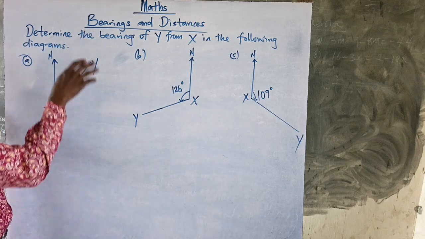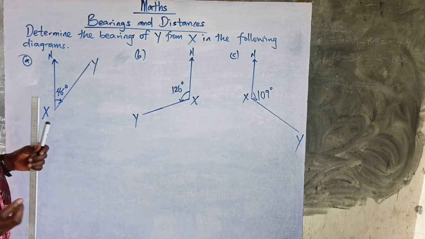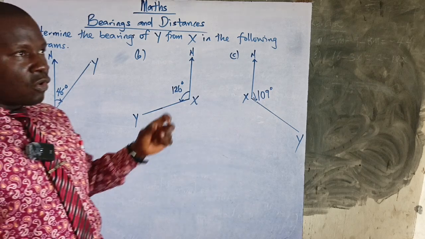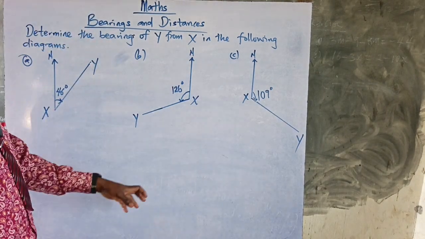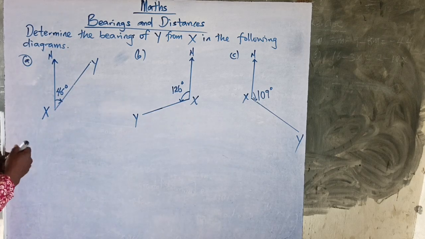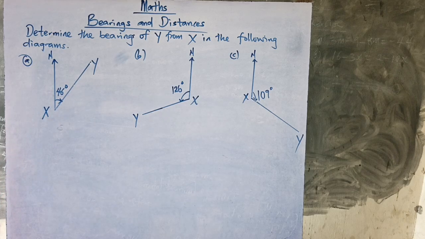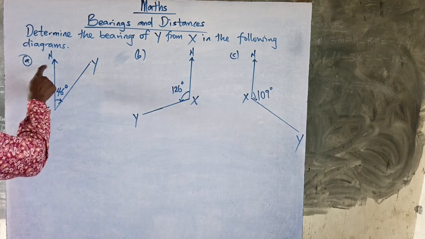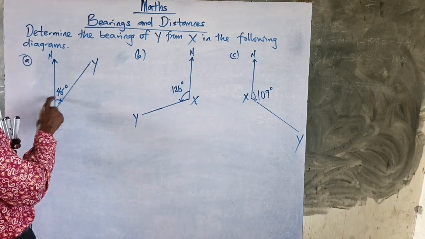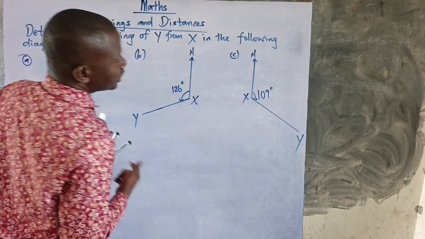Also, in that video I explained the two main types of bearing that we have. We have the true bearing, or three-figure bearing. We also have compass or quadrantal bearing. But in this question, you can see that the angles are measured from the north. This angle is measured from the north, this is also from the north, and this is from the north in the clockwise direction. This is measured from the north in anti-clockwise direction, while this is also measured from the north in a clockwise direction.